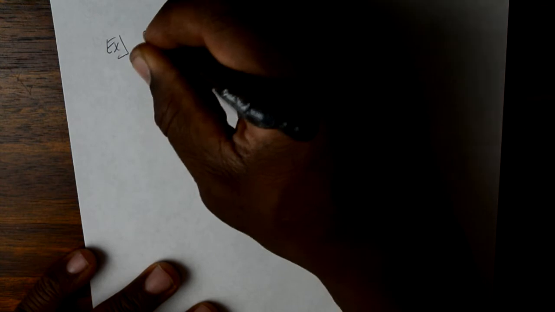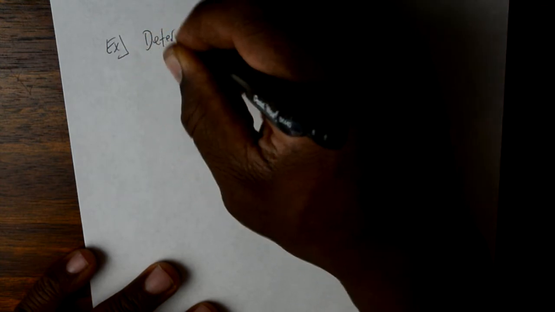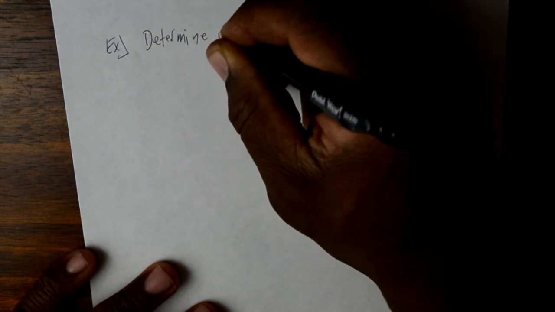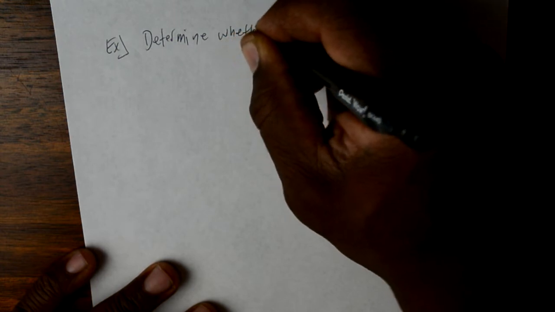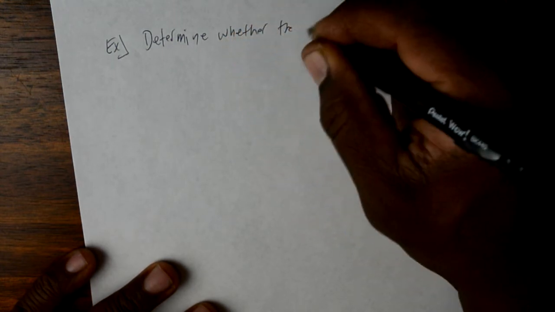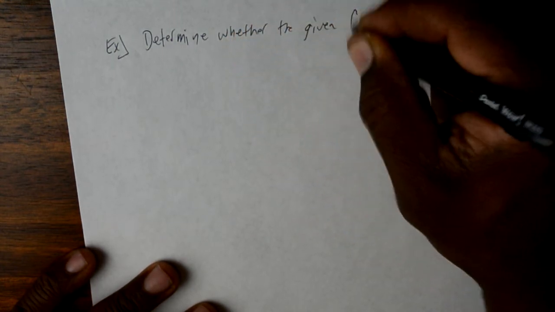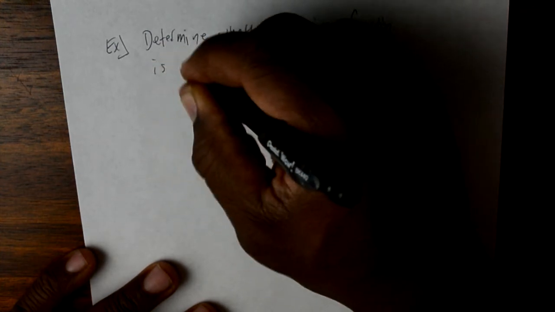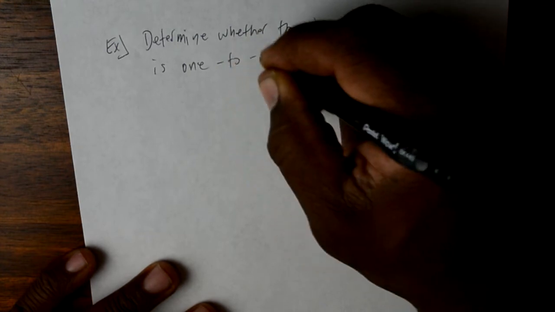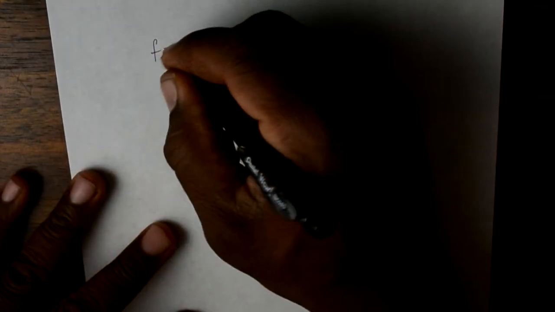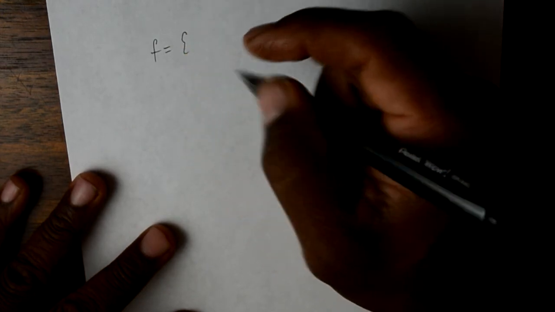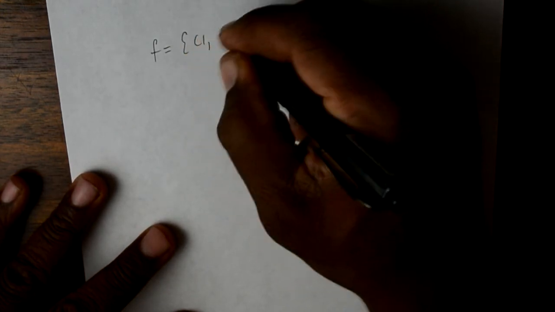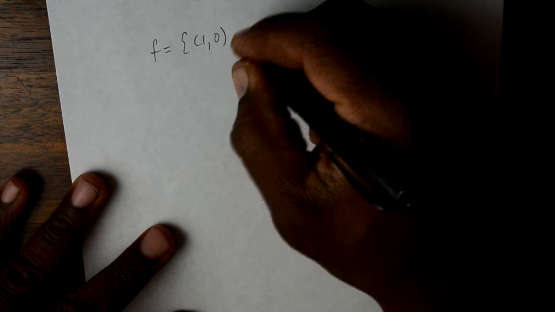Here we're asked to determine whether the given function is one-to-one. Here we're given a relation, and a relation is just a set of ordered pairs.